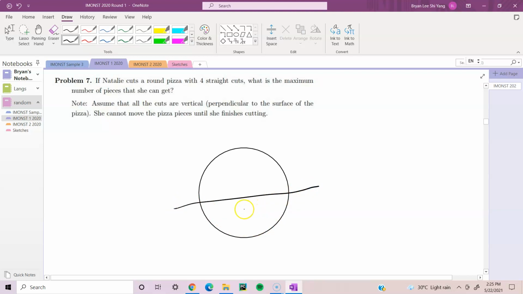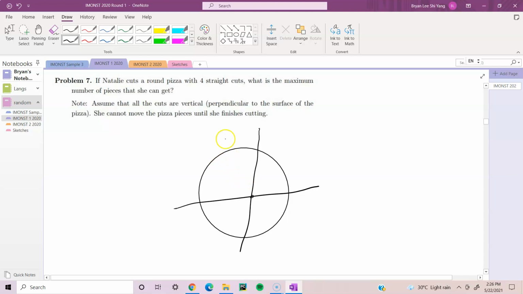But with 2 cuts, how many could I turn it into? I could turn it into this, which would become 3, which is not the maximum. The maximum happens when you make this cut cross the first cut. So we have something like this, and we have 4 pieces right now. And then after having produced 4 pieces, how many can we produce with the third cut? We could do something like this, but this is just giving us 1 extra piece, which is not really useful. And this one gives us 6 pieces, but is also not really useful.